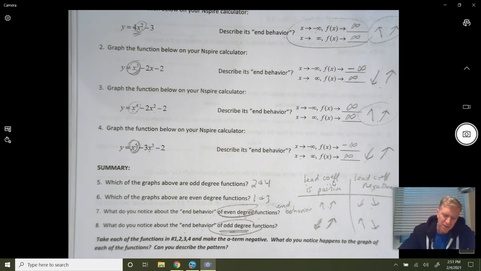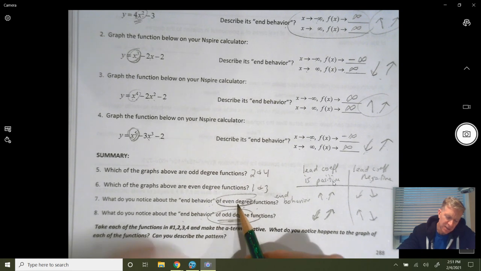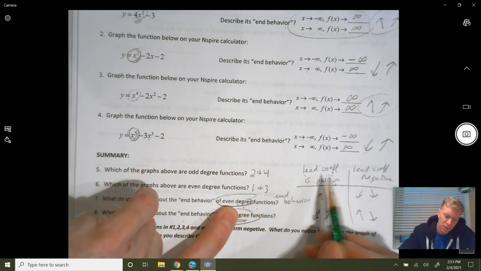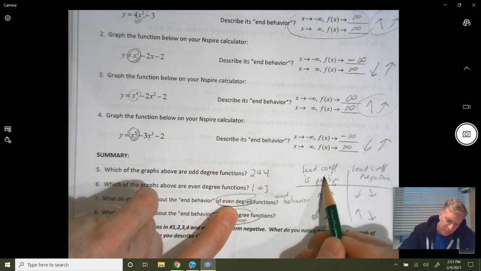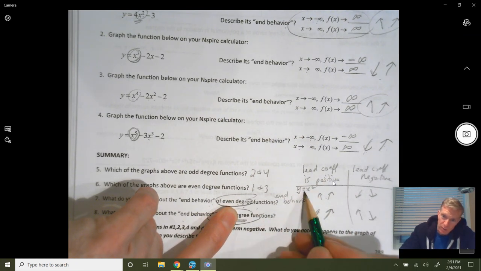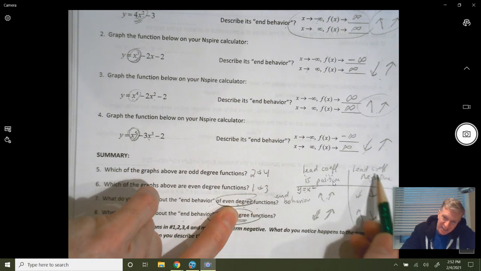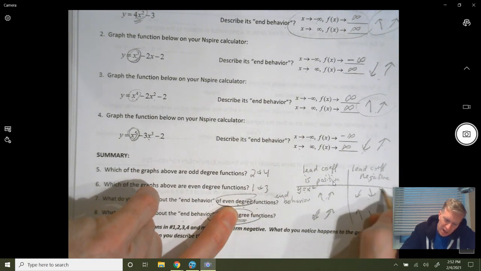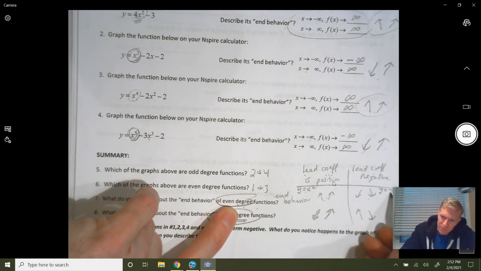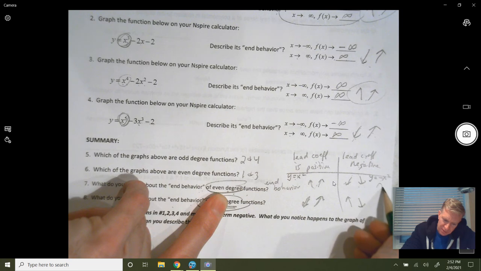Now, the easiest way for me to think about this: I think about the easiest even degree function I know where the lead coefficient is positive. That's something like y equals x squared, which I know is a parabola opening up. It's up and up. If it's even degree and a negative lead coefficient, think about y equals negative x squared. That's a parabola opening down. So you would have down and down because you have something that looks like that.